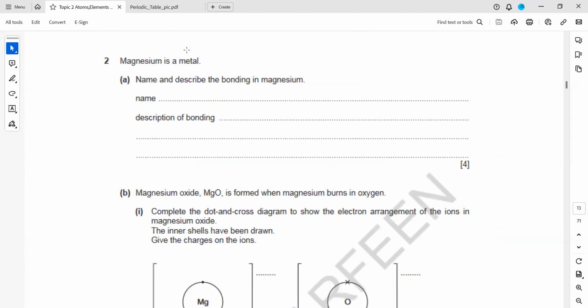Page number 13, magnesium is a metal. A 4-mark question. This question, they repeat about the structure of the metal. Describe the bonding in the magnesium. What kind of bonding within the metal? What type of bonding is there between? You can annotate on the screen. You can use chat. So it will have a metallic bonding.